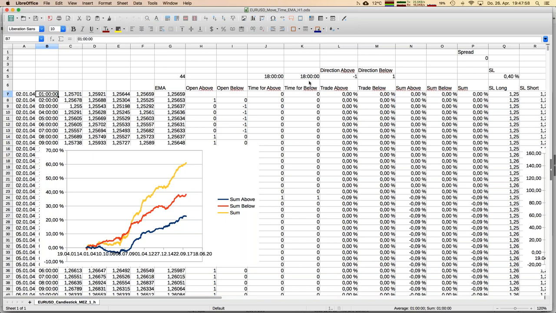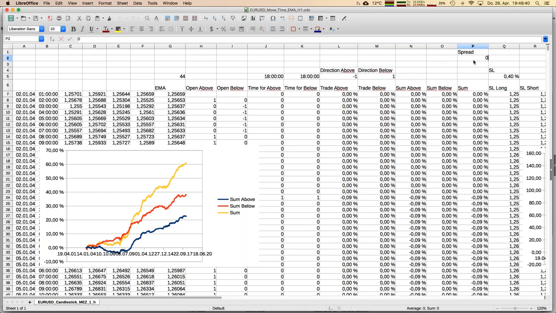The situation would be: if the open is above that 44 EMA, we would open a short trade. That's why here we have that minus one. And if we are below the EMA, we would open a long trade. Those rules really sound trivial, simple. But remember, the DAX day of week seasonal is as simple as that one here, and it's already traded for more than a year, quite profitable.